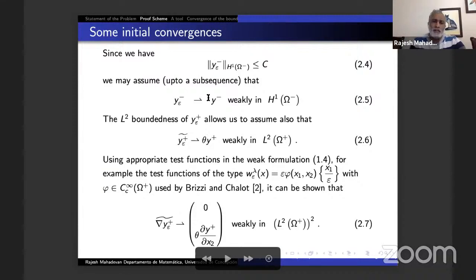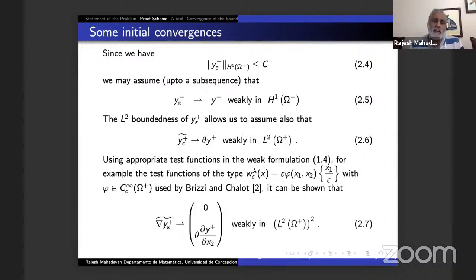And this is enough to pass to the limit in the lower part, because actually there's no problem and there's no oscillation or problem of any kind in the lower region. But it becomes quite difficult in the upper part. In any case, y epsilon is again bounded in L2. If you extend it by 0, that's no problem.